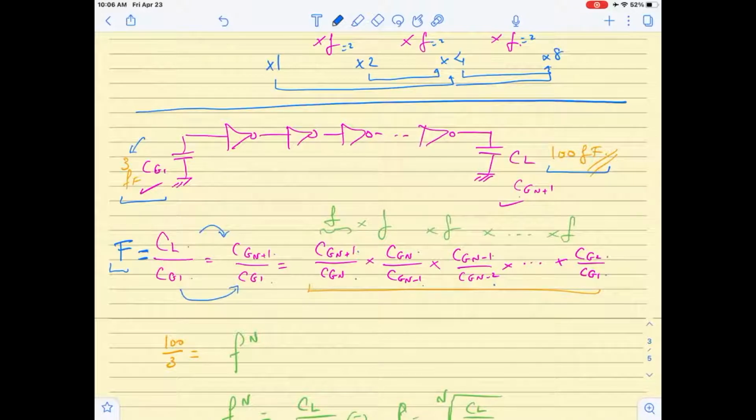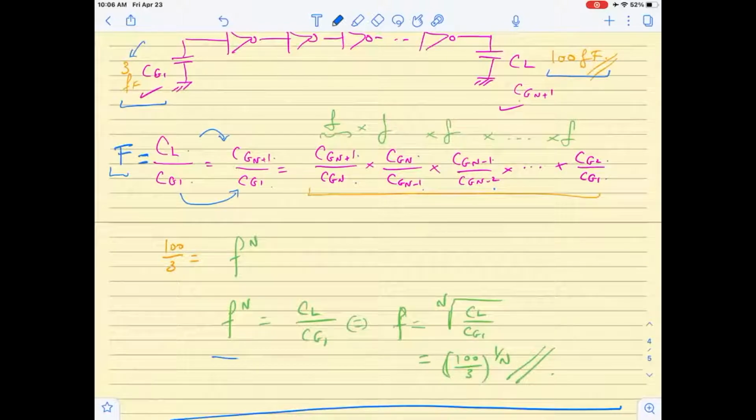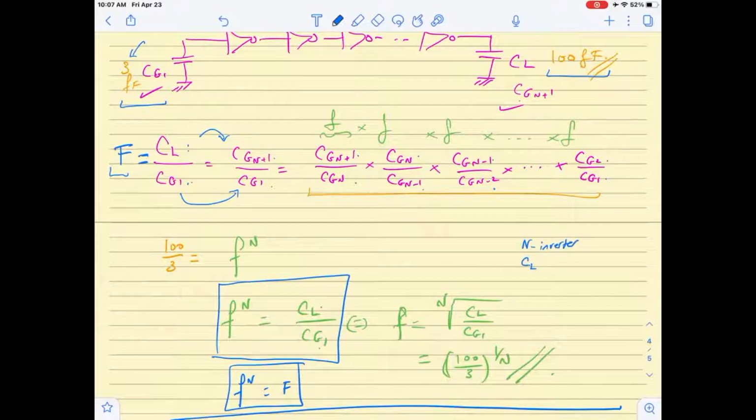So therefore I end up having that F to the N is equal to C load over CG1, or F to the N is equal to big F, which we called C load over CG1. Okay, so given a chain of N inverters, given C load and given the input capacitance for the first stage, I can immediately calculate F as the nth root of big F, which is C load over CG1.